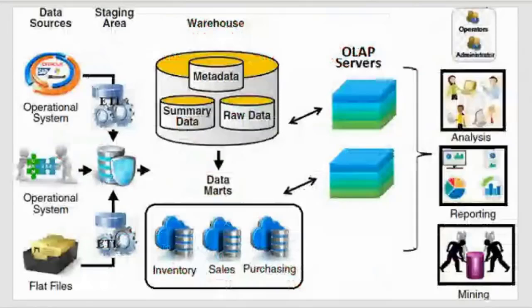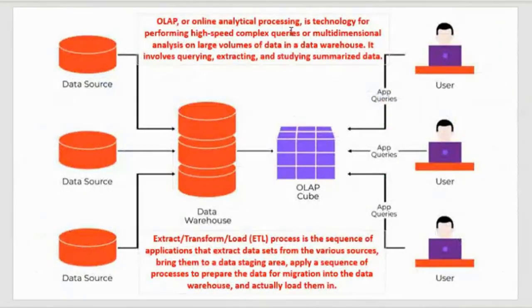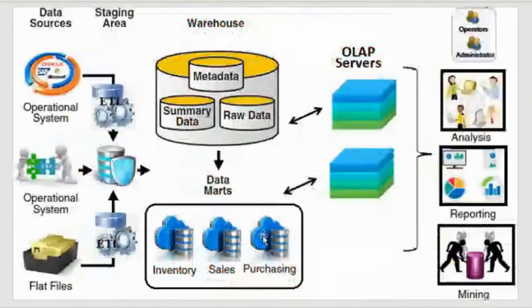So it makes better sense here, because you can see the staging area, and you can see the extract, transform, and load right here. The data sources all come from here, and then it's put in the staging area, extract, transform, and load, and then it's moved into the warehouse, right? And then the OLAP, which we said is online analytical processing, does the high-speed complex queries on large volumes of data. And then from those OLAP servers, you're able to do your analysis, your reporting, and your data mining, okay?